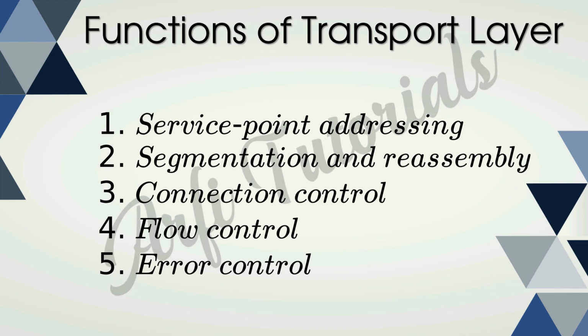Fourth, flow control. The transport layer is also responsible for flow control, but it is performed end to end rather than across a single link. Fifth, error control. The transport layer is responsible for error control. Error control is performed end to end rather than across a single link. The sender transport layer ensures that the message reaches the destination without any error.